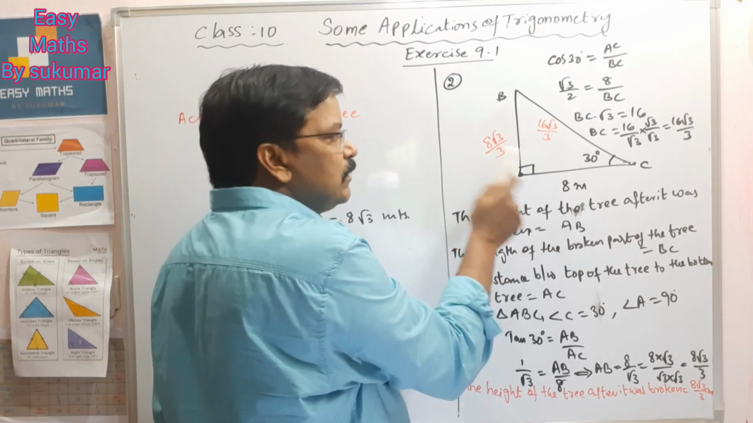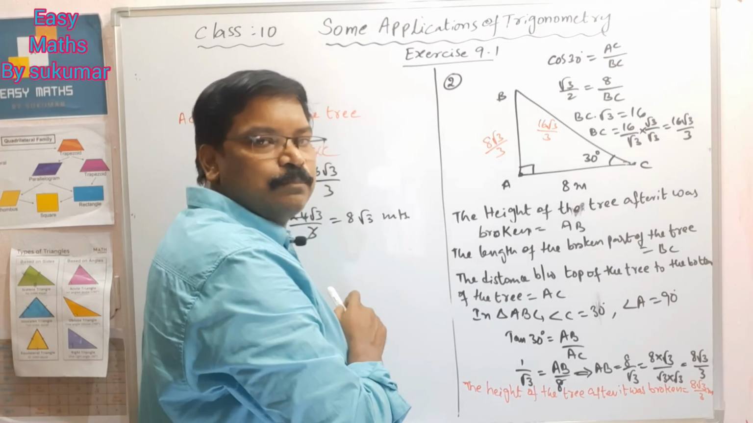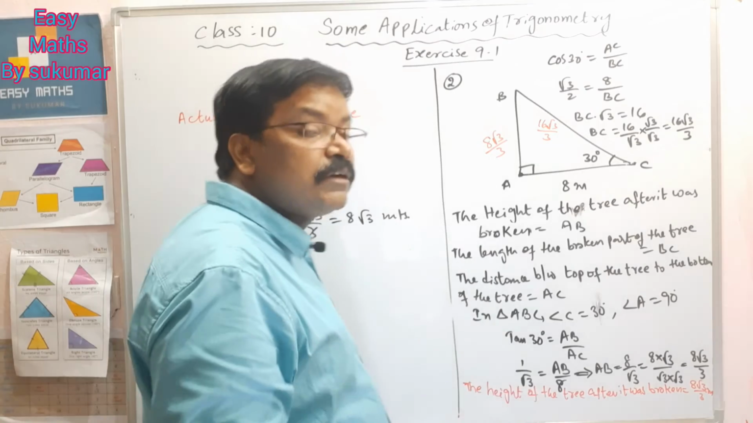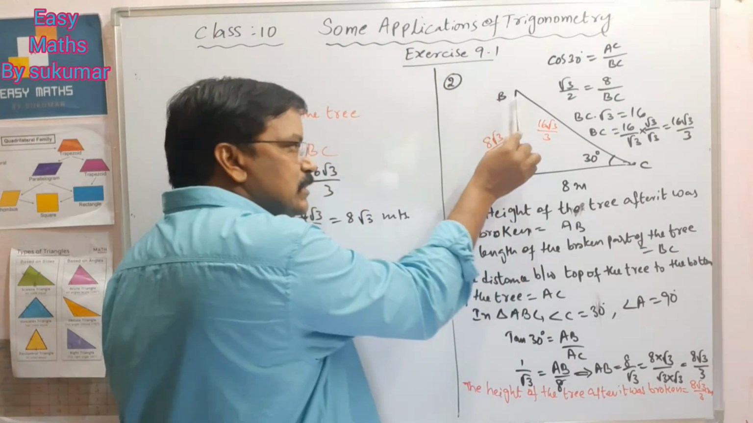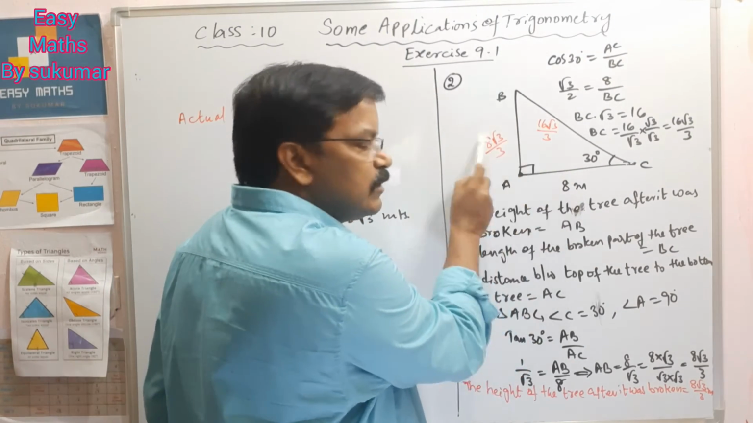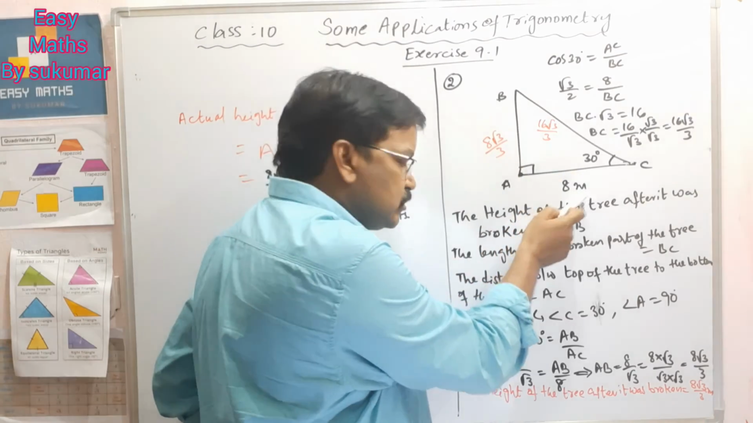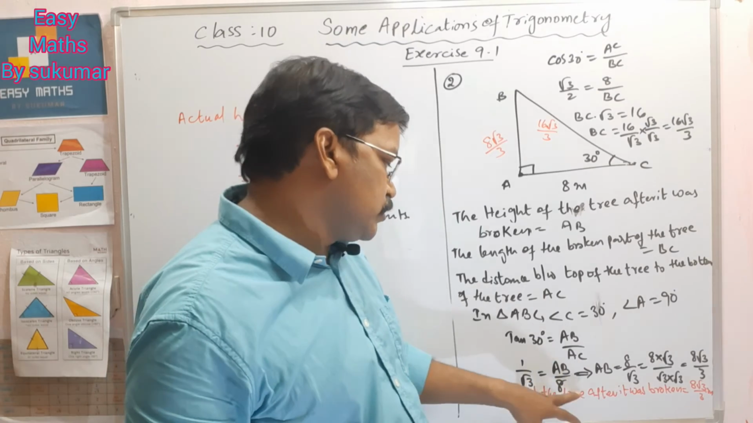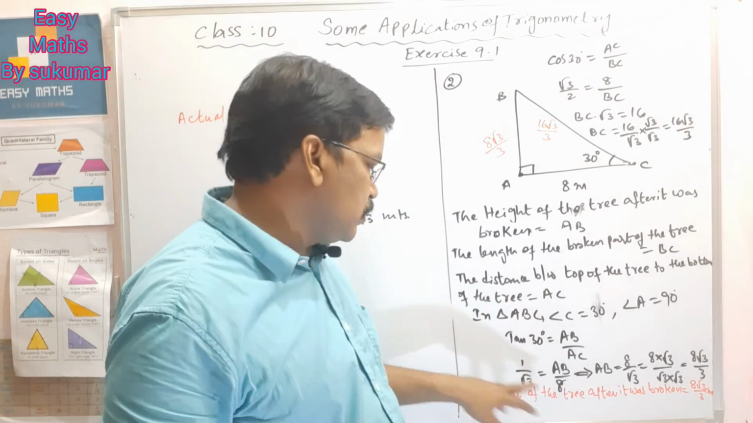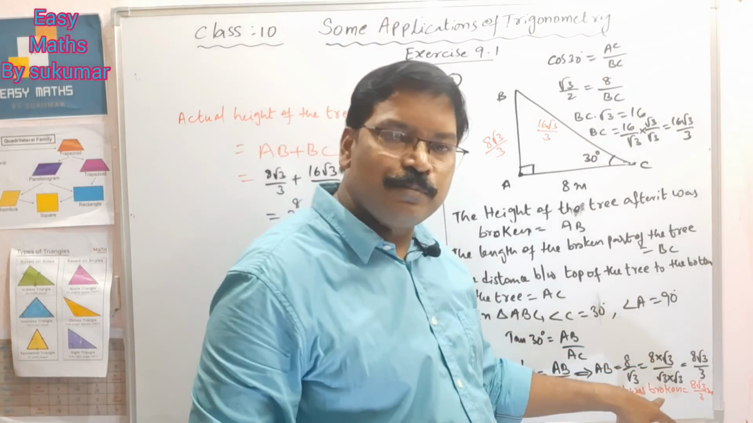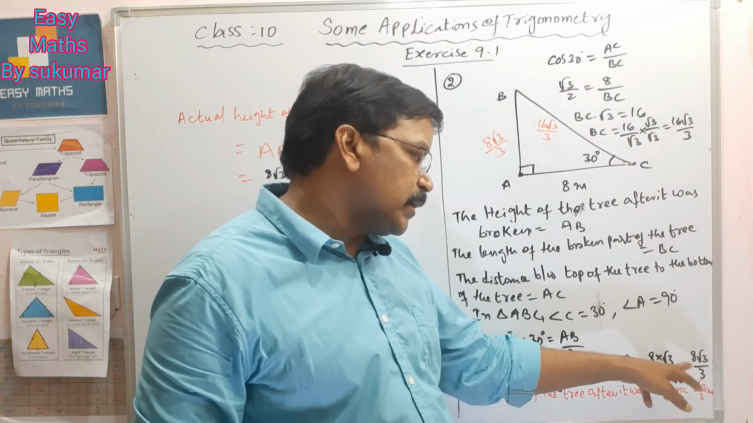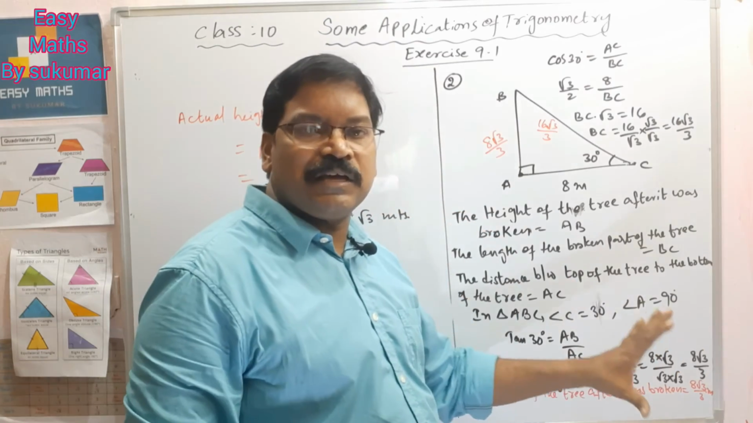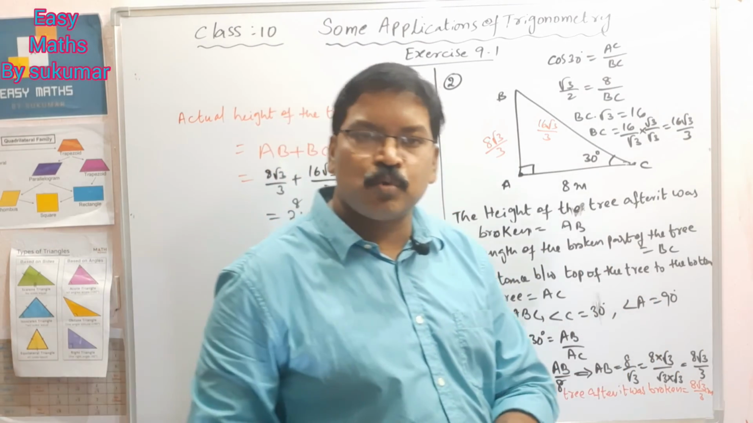First we will find this opposite side. That means the height of the tree after it was broken. So that is AB. So here what is the relation between these two? Opposite side and adjacent side. That is tan 30. That is AB by AC. Let us substitute AC here. Tan 30 means 1 by root 3. By cross multiplication, AB is 8 by root 3. Let us multiply numerator and denominator with root 3. That is 8 into root 3 by 3. This is the height of the tree after it was broken.